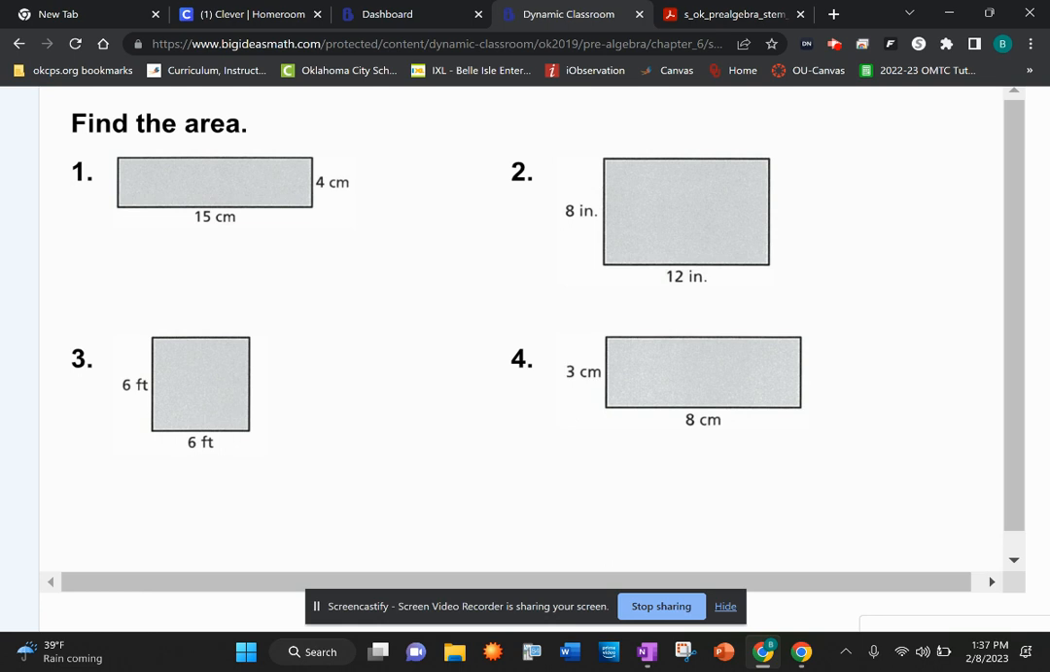Okay, quick check-in. How do you find area? Audrey said it earlier. Length times width, not plus. Length times width.